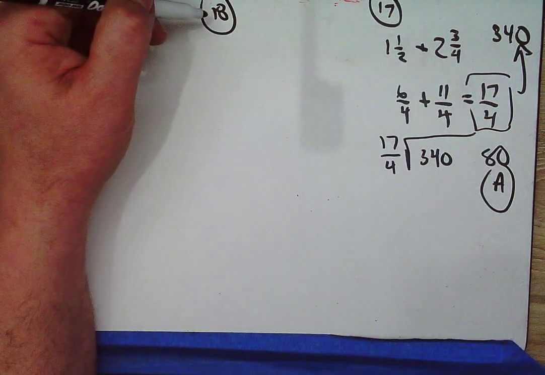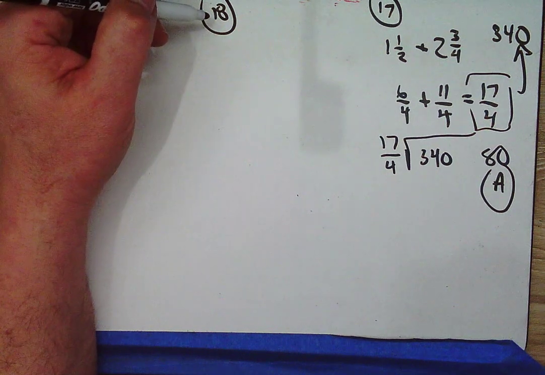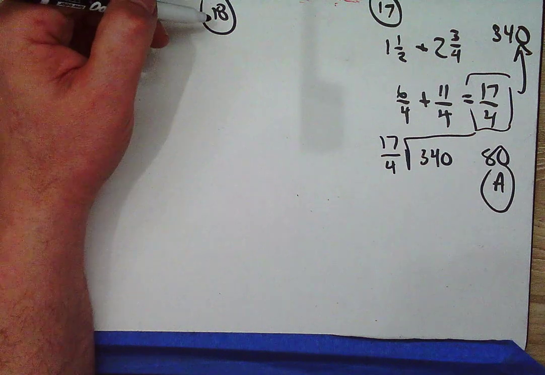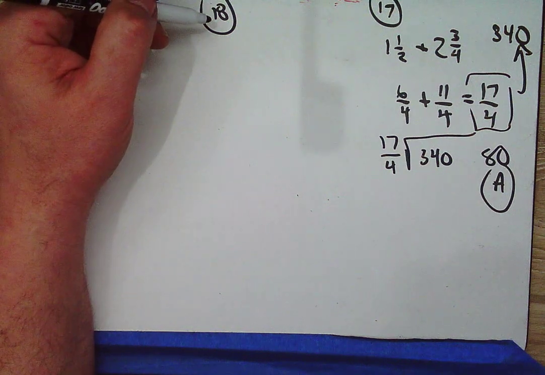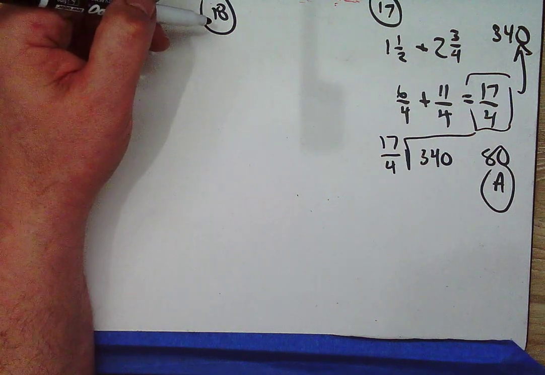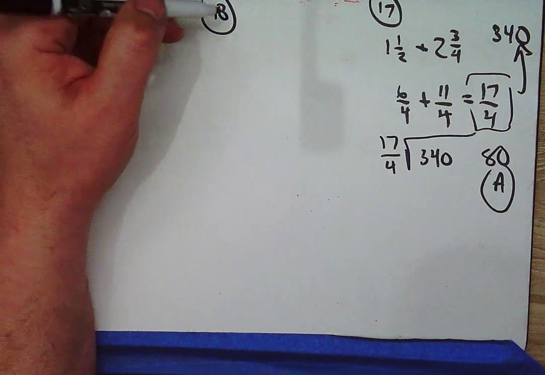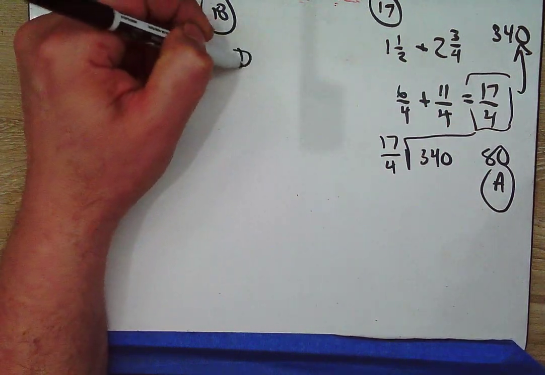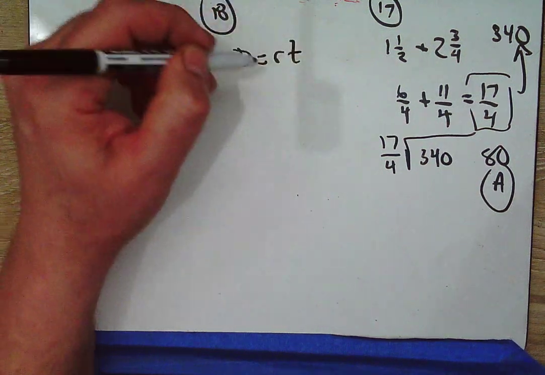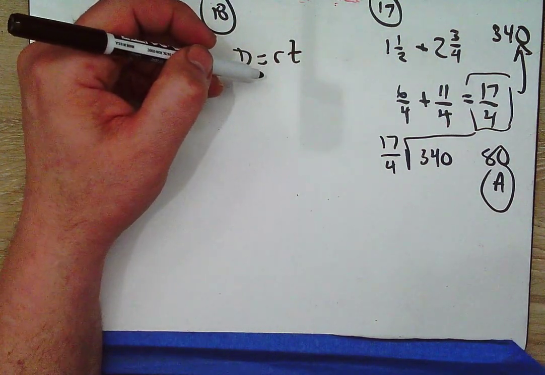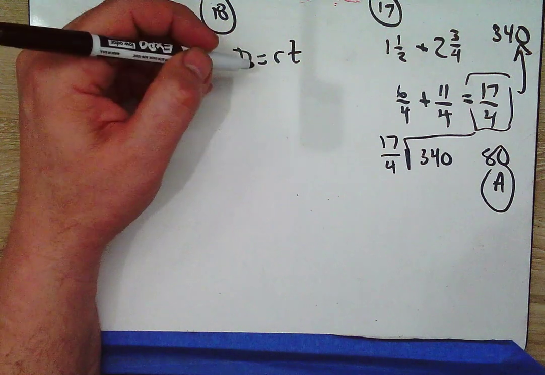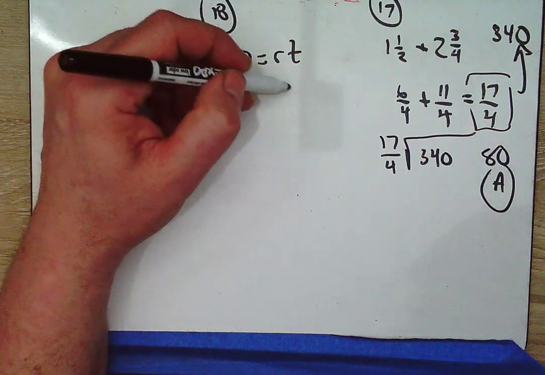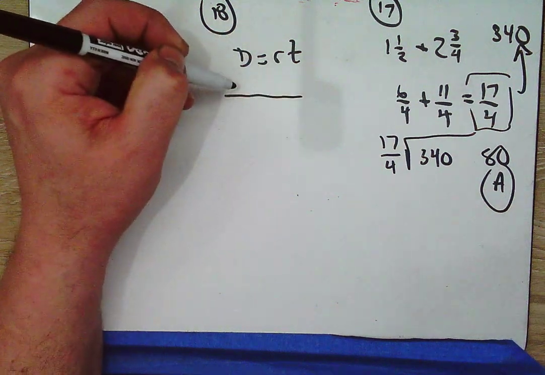18. A particular asteroid moves through space at a speed of 55,000 miles an hour. How many hours will it take to travel a distance of 4.62 times 10 to the 5th miles? Well, this is a problem that, of course, uses scientific notation. It also uses distance equals rate times time. We have the rate as 55,000 miles per hour, which I will write in scientific notation.